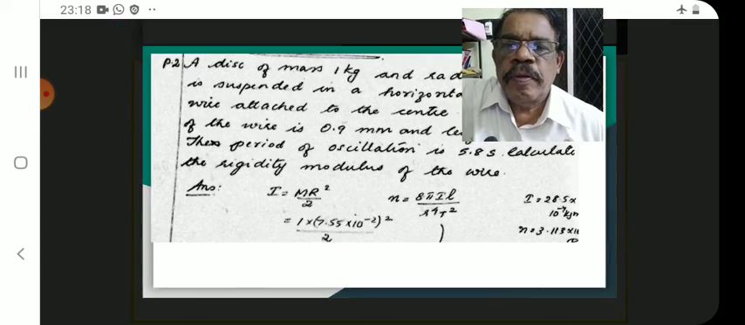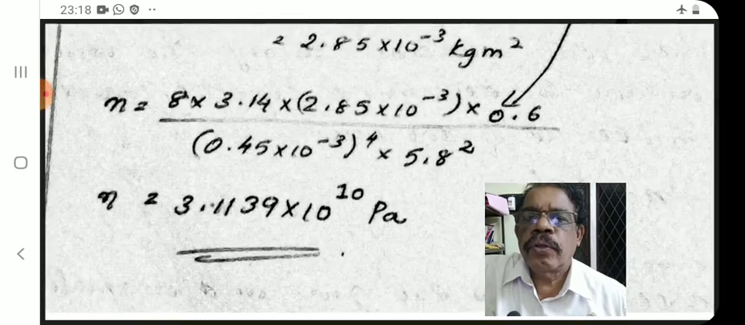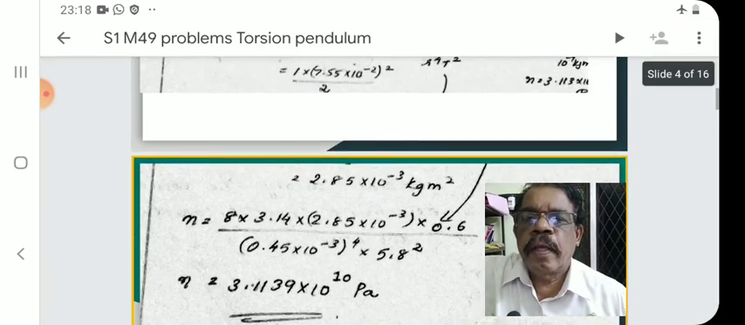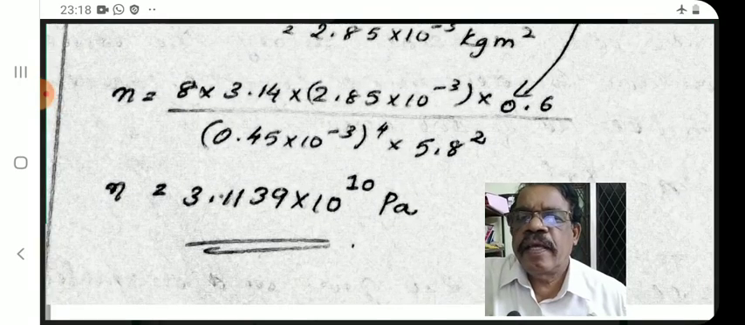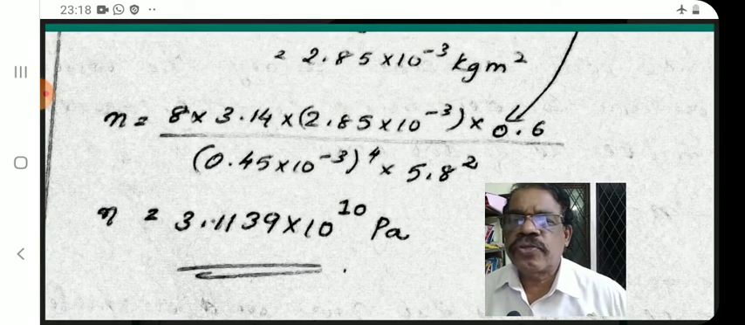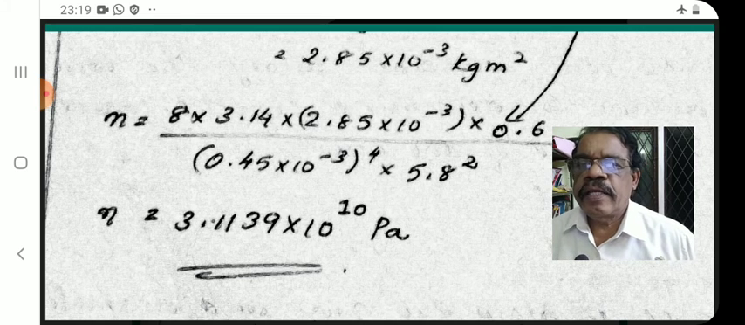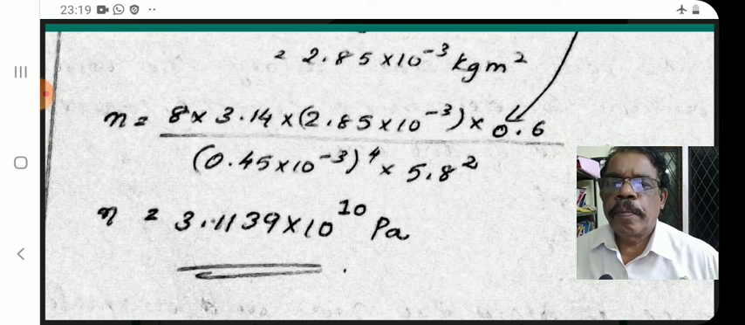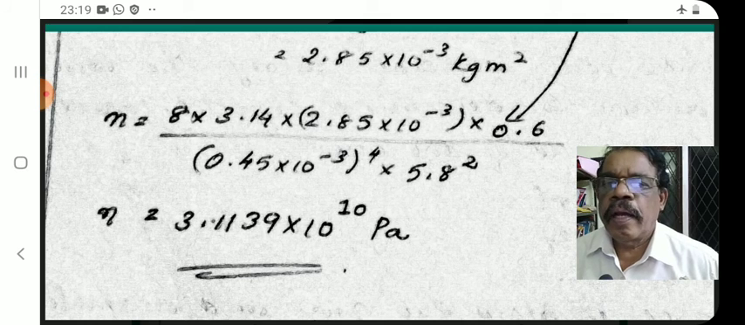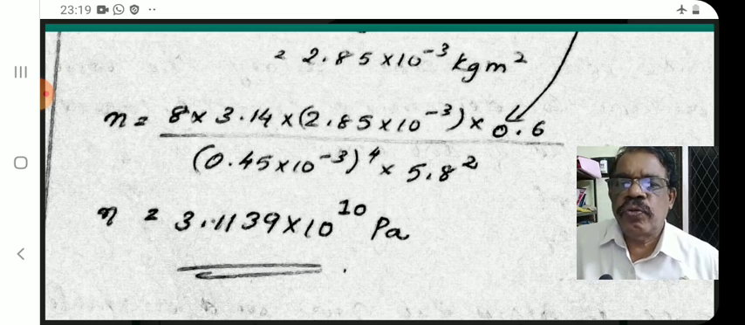And the rigidity modulus n = 8πIL / (r⁴T²). The moment of inertia of the disc is mr²/2, and that we get as 2.85 × 10⁻³ kilogram meter squared. Therefore, n = 8πIL / (r⁴T²), that is 8 × 3.14 × 2.85 × 10⁻³ × 0.6 / ((0.45 × 10⁻³)⁴ × 5.8²). That is n = 3.1139 × 10¹⁰ Pascal.